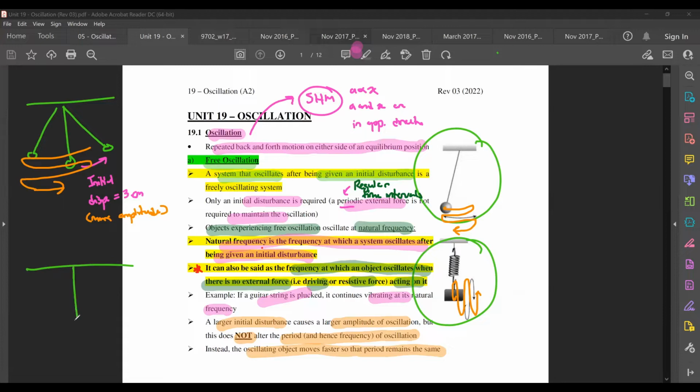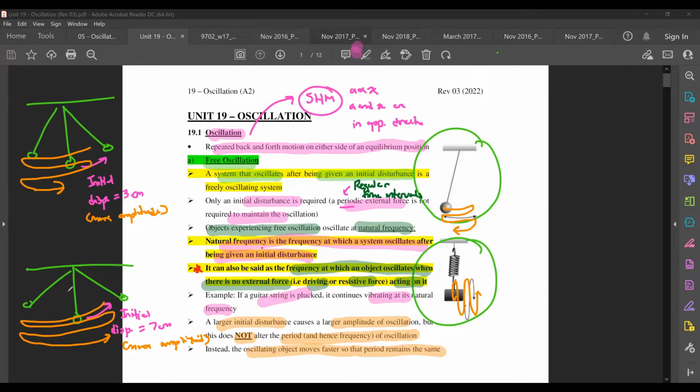So say I have the same pendulum bob again, but this time I give it an even larger initial displacement. Maybe this time I give it more than double my original displacement. Say now my initial displacement is 7 centimeter. It's going to be the same thing. When I release the pendulum bob, it will oscillate back and forth with a maximum amplitude of 7 centimeter.